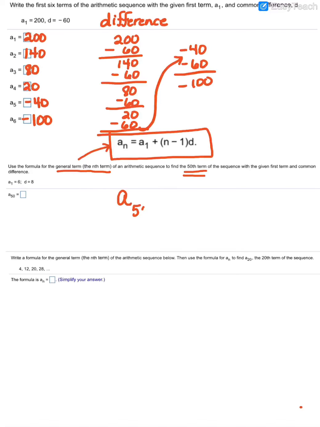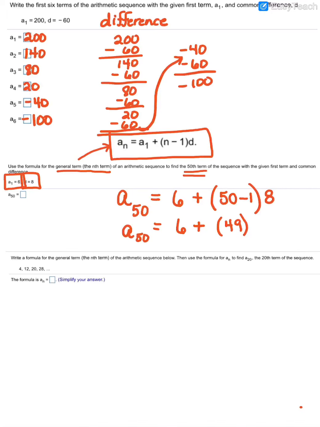So n is 50. According to what they've given me here, my first term of this particular sequence is 6. So I'm going to plug that in and then say plus, and then in parentheses I'm looking for the 50th term, so n is 50. Then I multiply 50 minus 1 times my difference, which they've told me is 8. So the 50th term of this particular sequence becomes 6 plus 49 multiplied by 8.